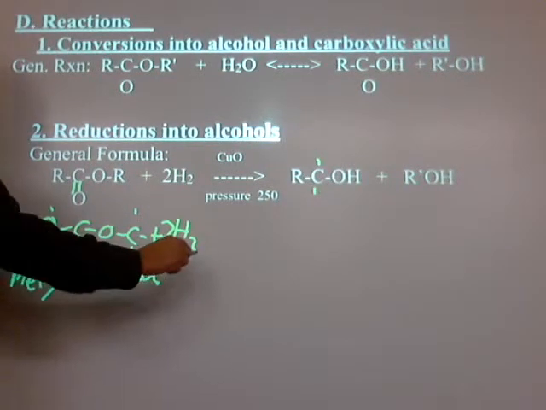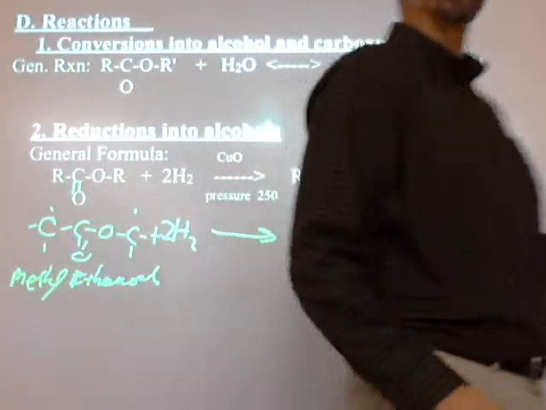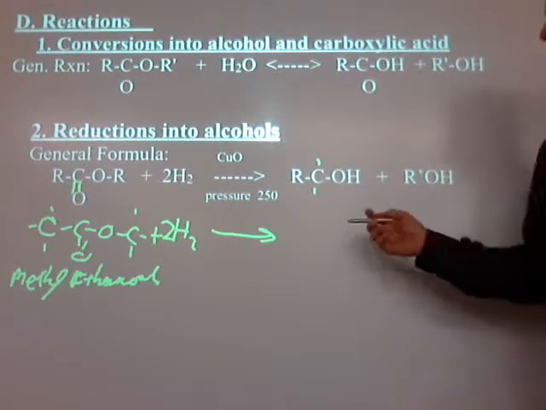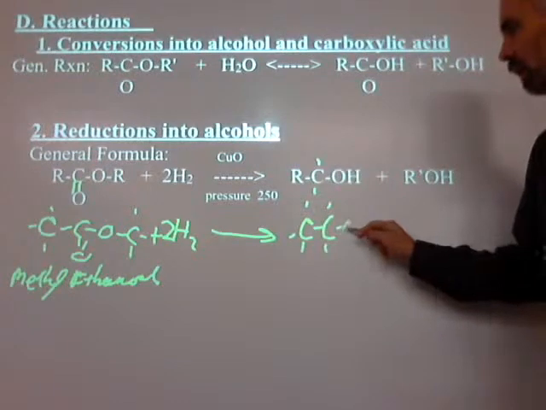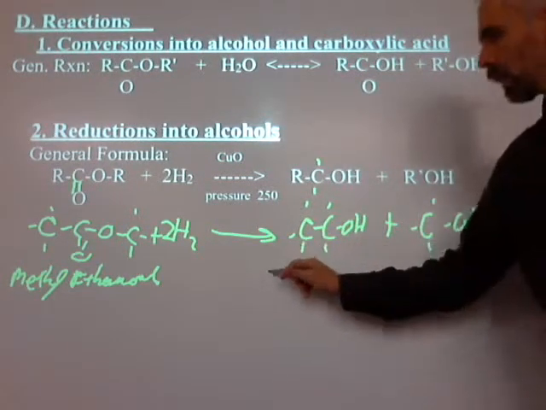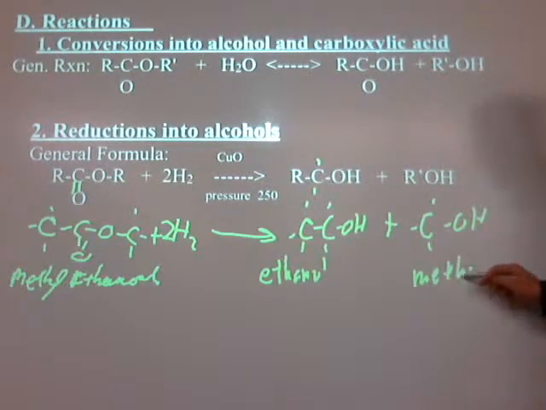If I took him and I added hydrogen in the presence of copper oxide and pressure and heat, I would get what 2 alcohols, do you think? Yeah, ethanol and methanol. And that's all you would do. So you would have to write down ethanol for that guy and methanol for that guy.